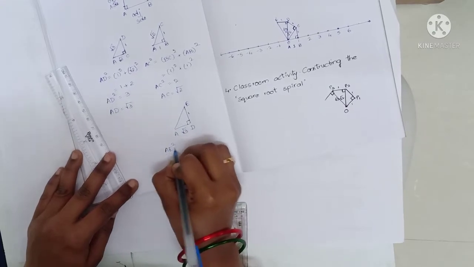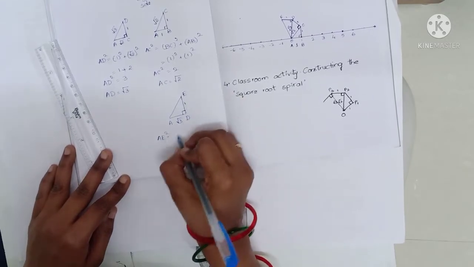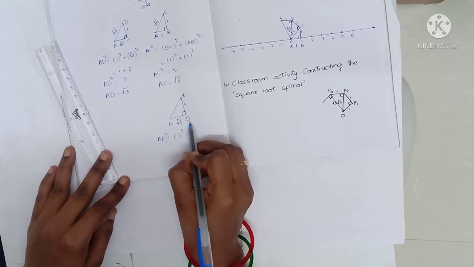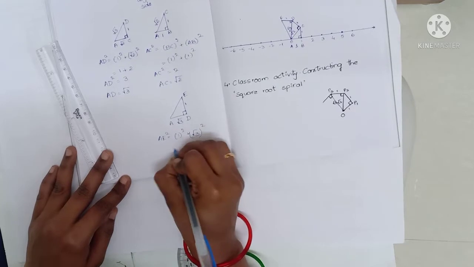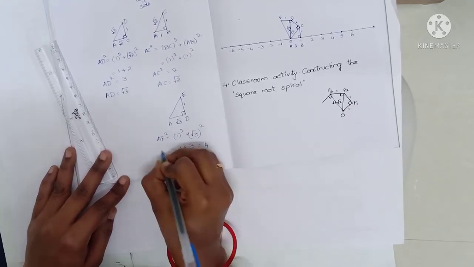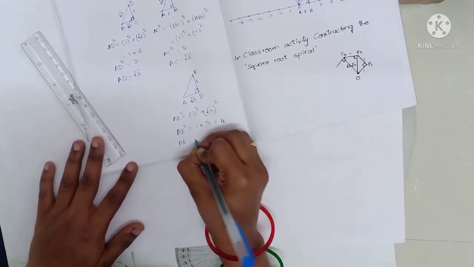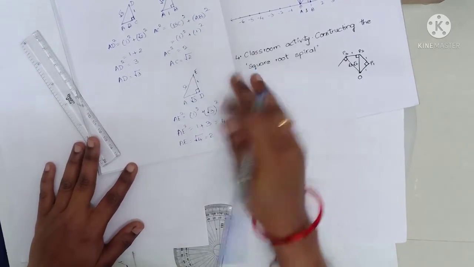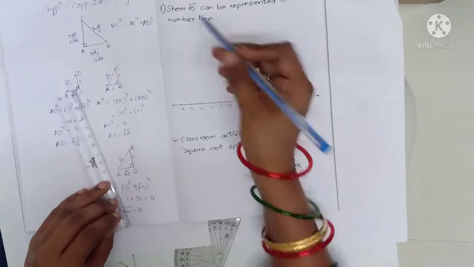AE square is equal to opposite side square. Opposite side is DE, of length 1 unit, so 1 square plus adjacent side AD square, of length root 3, root 3 square. 1 square is 1, root 3 square is 3, 1 plus 3 is 4. AE square is 4, that means AE is equal to root 4, which is 2. So you got AE of length 2. 2 is nothing but root 4. Now you got root 4 also, children.